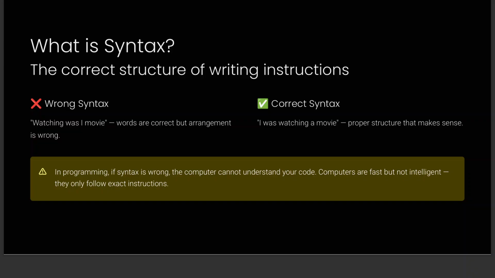What is syntax? The correct structure of writing instructions is called a syntax. So what that means is, let's take an example of the English language, which is a human language. If I say "watching was I movie," it sounds very incorrect, right? Because the arrangement of the words is set in a way that it is not readable or not understood by anyone. Now, if you correct the arrangement so that it has a proper structure and makes sense, ideally I should have said "I was watching a movie." So that is a correct syntax. So syntax is the way in which you write the instructions so that they are understood by the system. In programming, if the syntax is wrong, the computer cannot understand your code. Computers are fast but not intelligent. They only follow instructions. Okay, I hope it's clear from this.